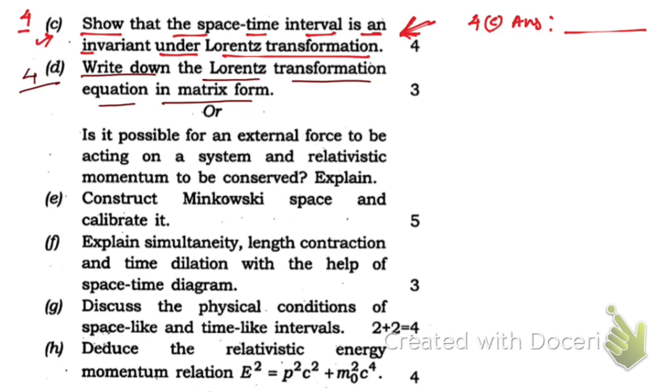So our next question is, there is another question, 4D or, right? There are two questions in 4D. Either you need to solve this one or this one. Is it possible for an external force to be acting on a system and relativistic momentum to be conserved? Explain. Okay, here I'm not going to explain each and every answer, because I do not have enough time. I have to complete many papers before the exam. So let me give you the answer to this question.